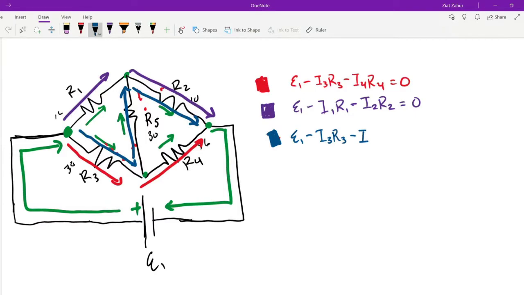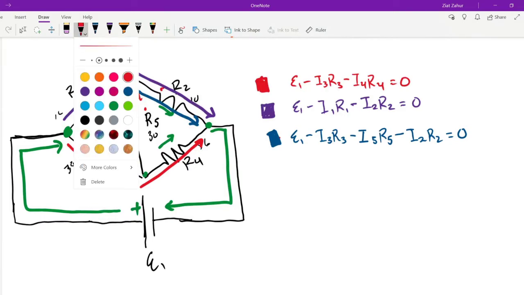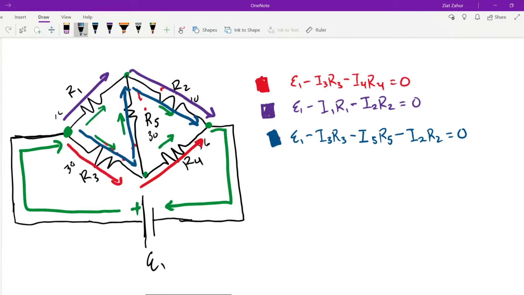Epsilon 1 minus I5 R5 minus I2 R2 is equal to 0. Alright, let's do some junction rules. Junction rules. We'll use, what should we use? Oh, let's use the Galaxy pen and do this junction here. Whoa, Galaxy pen.